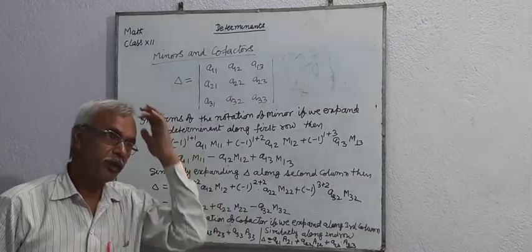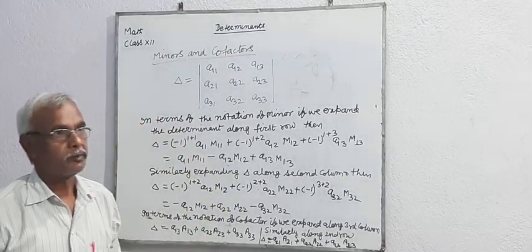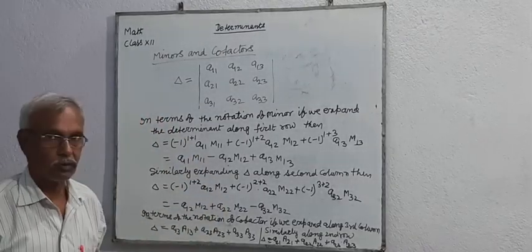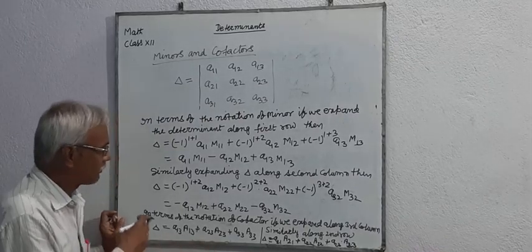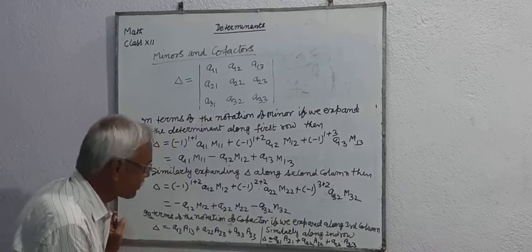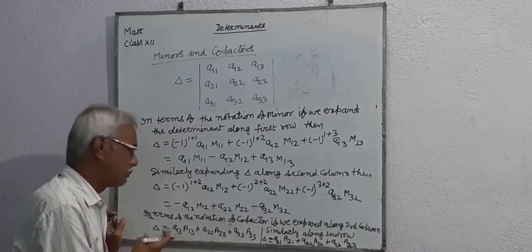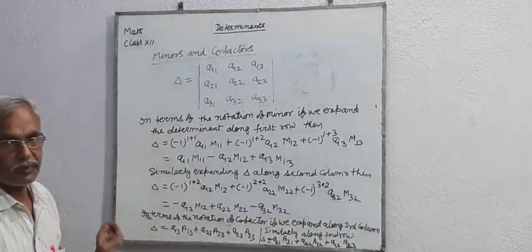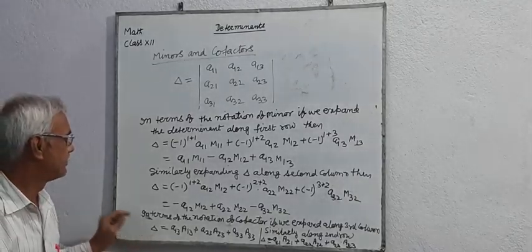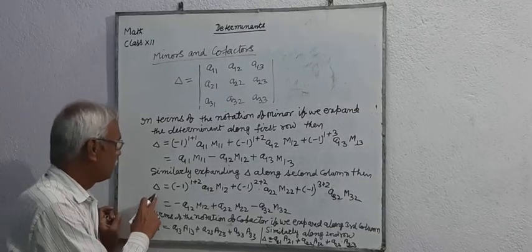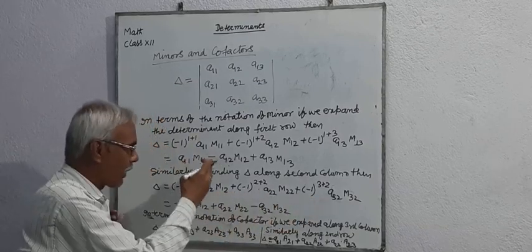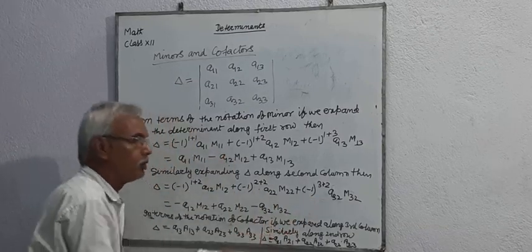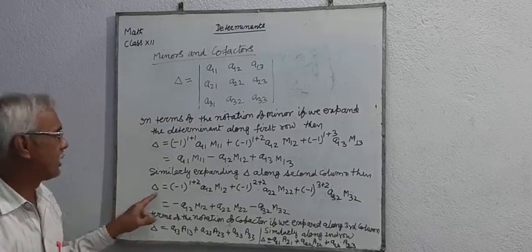If we multiply the elements of any row with the cofactors of another row, the value of the determinant becomes 0. Taking the elements of any row multiplied with the cofactors of another row, the value of the determinant becomes 0. Similarly, if taking the elements in any row with the minors of another row, then the determinant becomes 0.